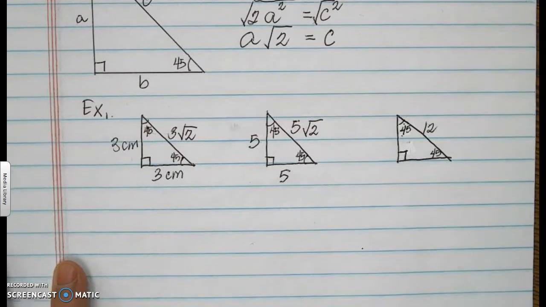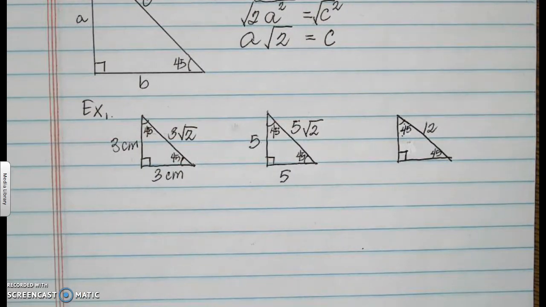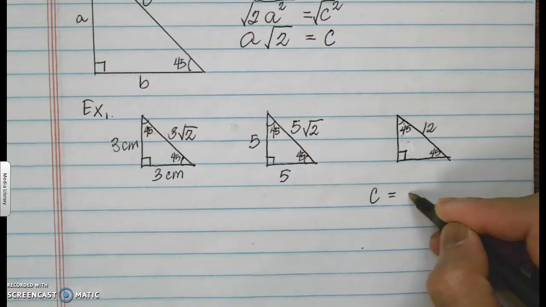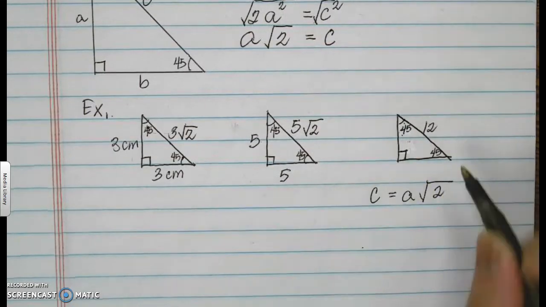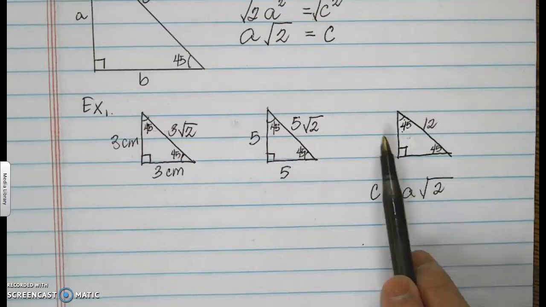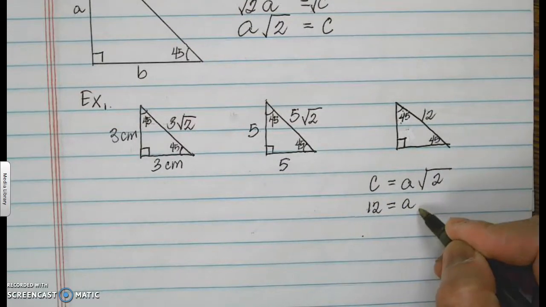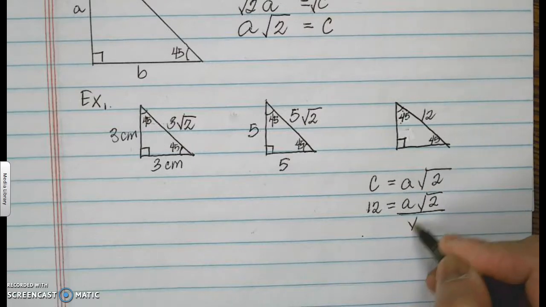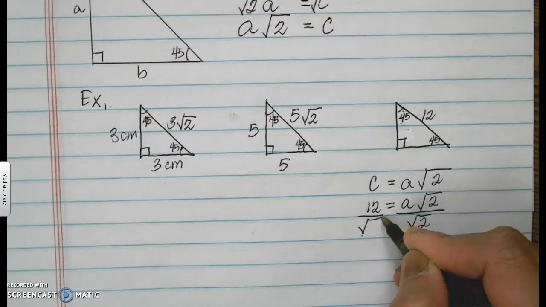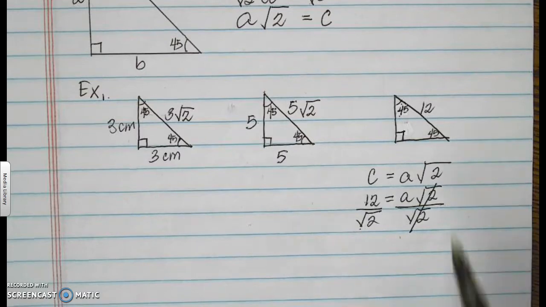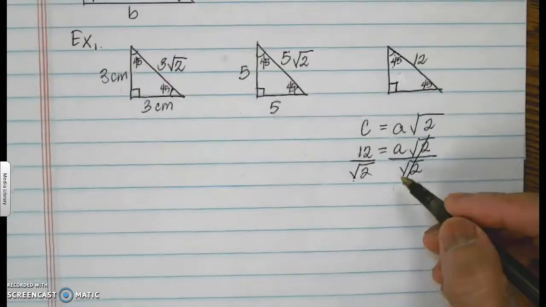For my last and final example, what if the given hypotenuse is a whole number 12? So if it's a whole number 12, then you will have to do your equation, which is C equals A square root of 2. And absolutely, you're looking for A and B. So this is A, this is B. So now this is 12 equals A square root of 2, and we're going to divide by square root of 2 on both sides, and A is that. Please understand that in math, a denominator that's radical is not permitted. So let's go ahead and simplify this.